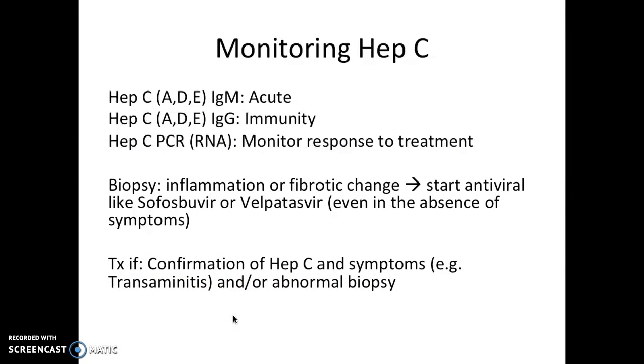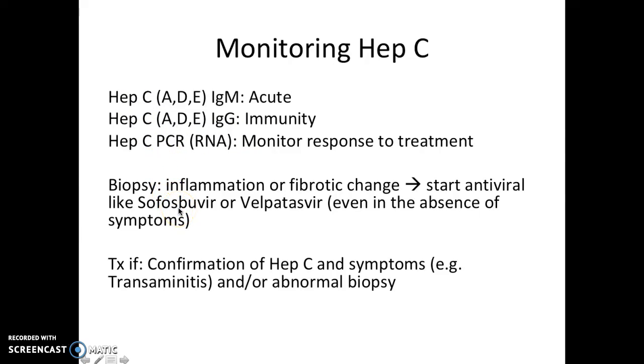So when you monitor hepatitis C, it's a little bit more straightforward. All you're looking at is typically the IgM, which is going to indicate an acute or ongoing infection, and IgG, which means that you have a resolved infection and immunity. If you have a chronic hepatitis C infection and you're trying to look at the efficacy of treatment, you will probably be monitoring the viral loads through a PCR for that RNA.